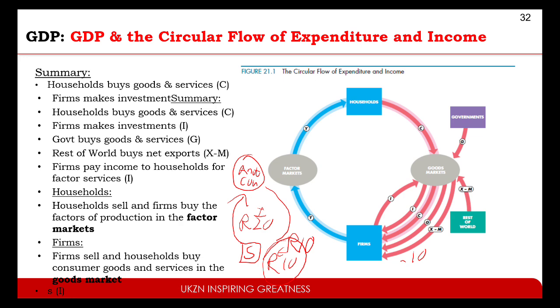See this whole Y thingy? Households sell and firms buy. Firms will buy the factors of production. Now, what are factors of production? Land, labor, capital, entrepreneurship. Right? The households are workers, so they sell their labor to the firms. The firm's money will go to the workers in the form of salary and all that stuff, right?